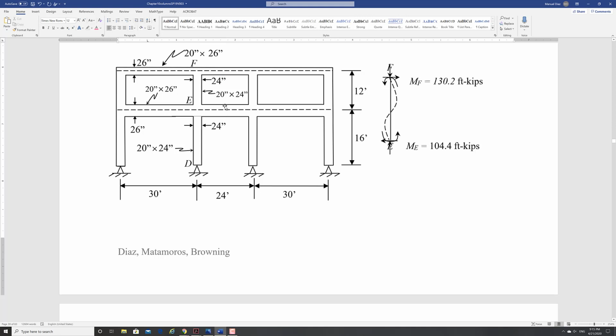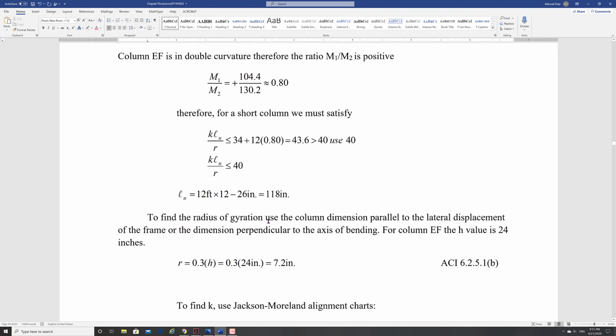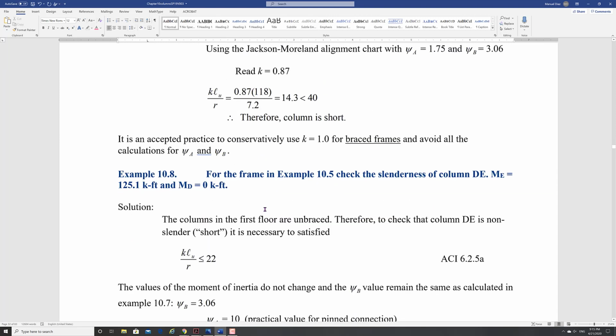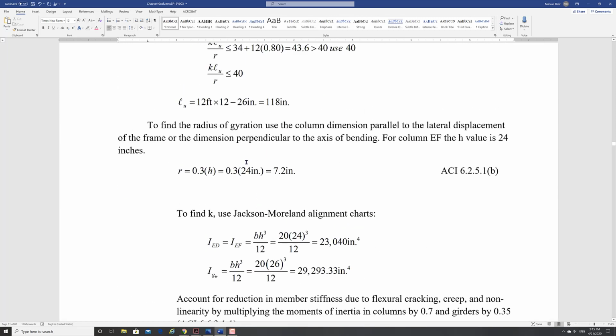So that would be 12 feet multiplied by 12 to make it inches, and then you subtract 26 inches. So 12 times 12 to change it to inches, and you subtract 26. Half of the beam above, half of the beam below, right? That's 118. The radius of gyration is 0.3 times h.